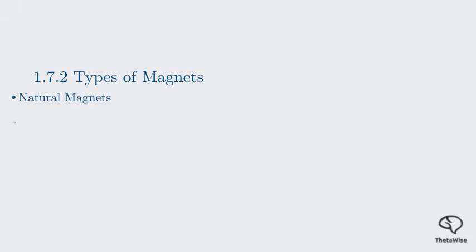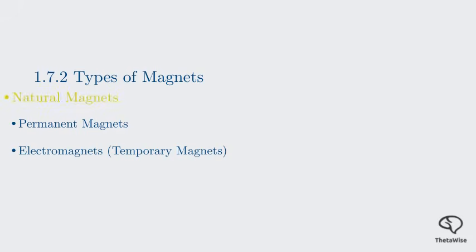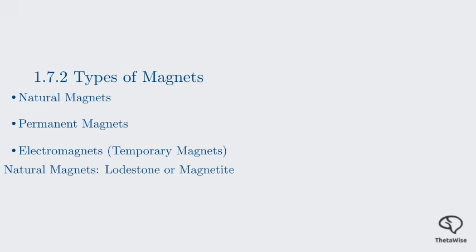Now that we understand what magnetic fields are, let's look at the different types of magnets. There are three main categories of magnets: natural magnets, permanent magnets, and electromagnets. Let's start with natural magnets. Natural magnets are what we find in nature. The most famous example is lodestone, which is a type of mineral called magnetite. This rock is naturally magnetized and was the first type of magnet discovered by ancient civilizations. You can see what lodestone looks like here.